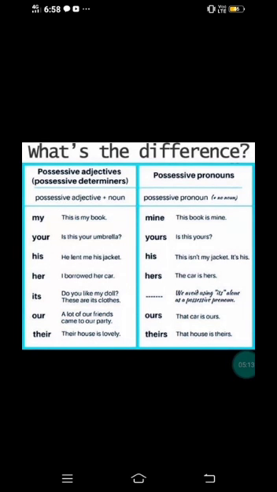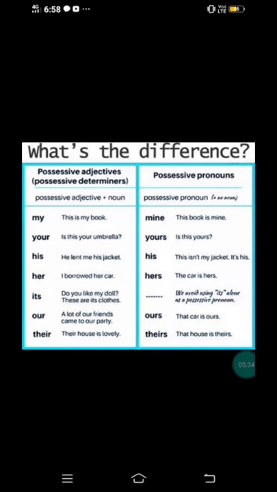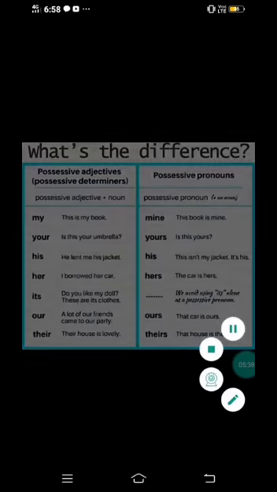In the same way, for your, is this your umbrella? Is this yours? See the difference. Here, for possessive adjectives, we have a noun after the word. For possessive pronouns, we don't have any noun after the possessive pronoun. Their house is lovely. That house is theirs.